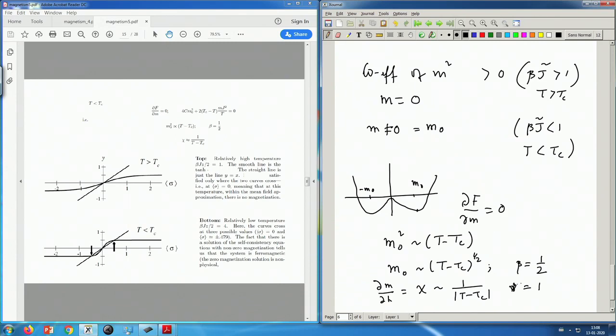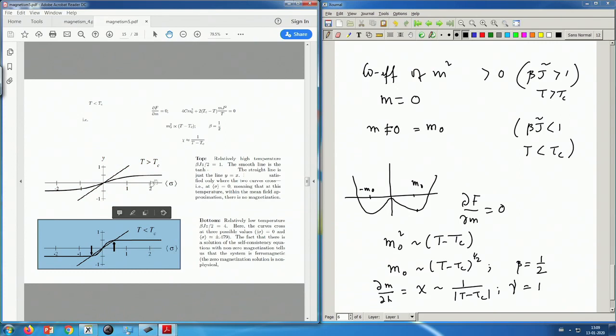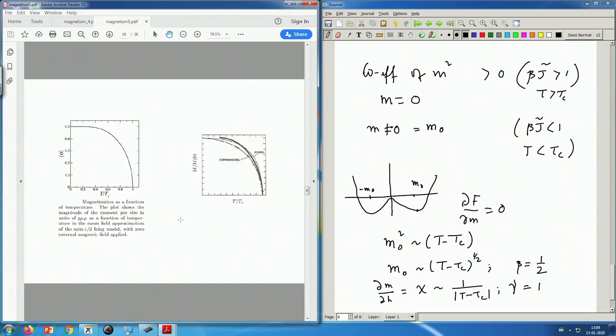These exponents are actually measured experimentally close to T c, this is how they behave. And in mean field theory, you can actually find out these exponents: beta equal to half and gamma equal to 1. This picture on the left shows you how it behaves greater than T c and less than T c. From mean field theory you can work it out.